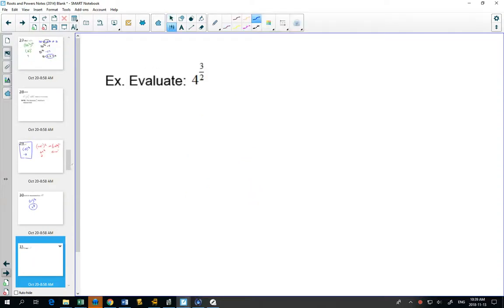Evaluate. Did you get 8? For our work, you would do 4 to the 1/2 first, which is 2, and then cube it, and 2 cubed is 8.